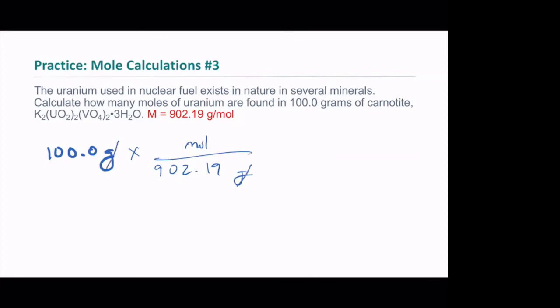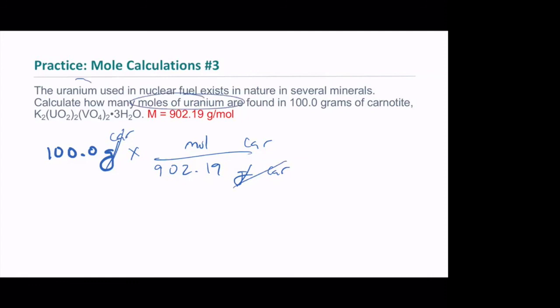Let's see what the question asks. Uranium used in nuclear fuel exists in nature in several minerals. How many moles of uranium are found in 100 grams of carnotite? Am I done? No, you're shaking your head. No, John. John, why? Right, that's moles of carnotite. That's the molar mass of carnotite, and that's moles of carnotite. We got rid of grams of carnotite. We now have moles of carnotite, but the question is asking for uranium. How many moles of uranium?